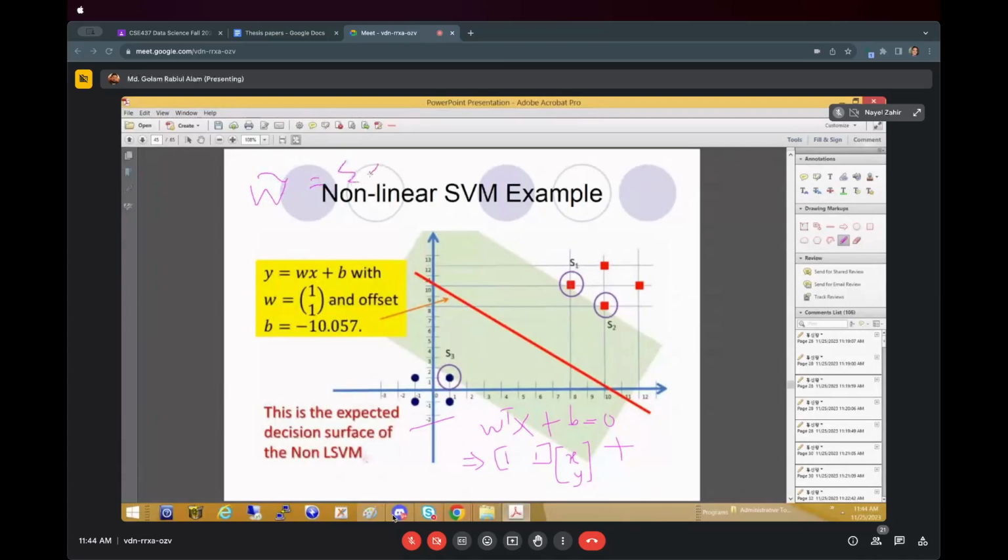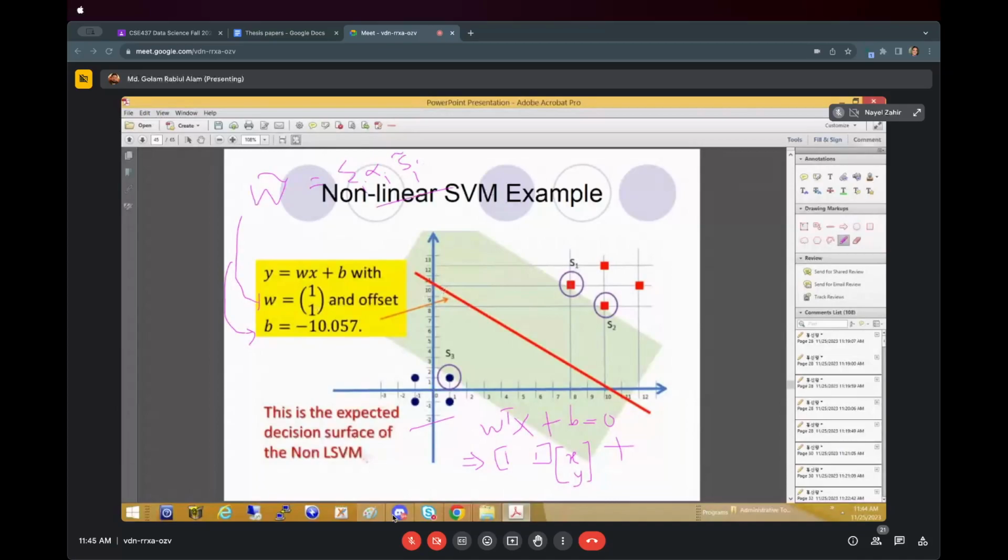We have to sum up alpha i and s i tilde, okay, for all support vectors. So we have three support vectors, so we have to add this. Then we will get the value of w and also b, w and b. Then if we get the w and b, the next thing is we have to find out the hyperplane equation.